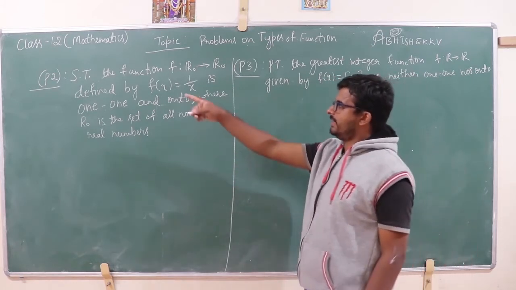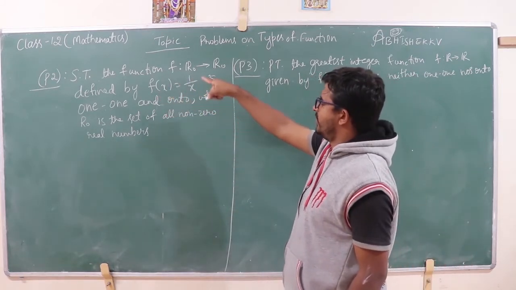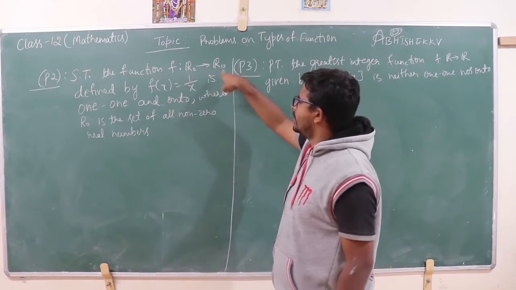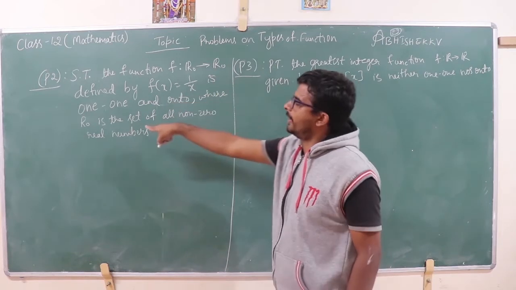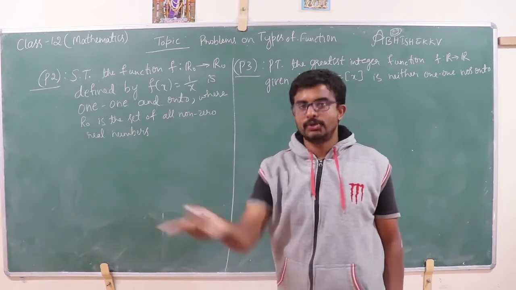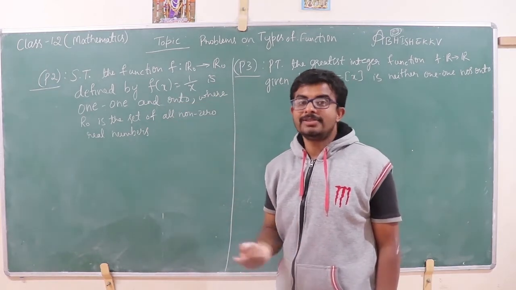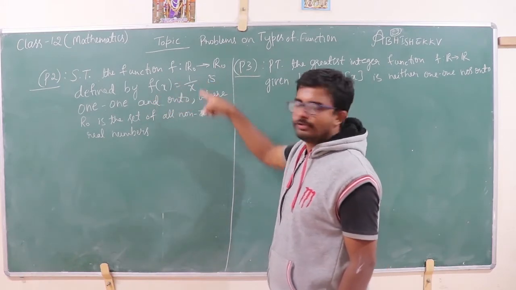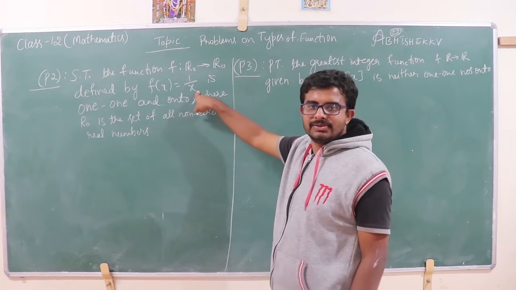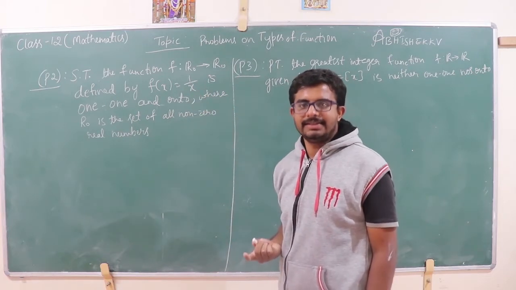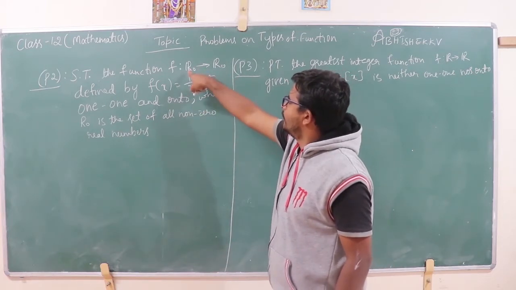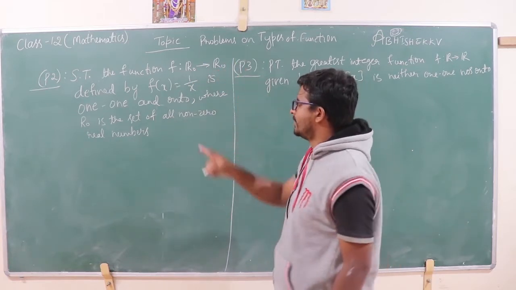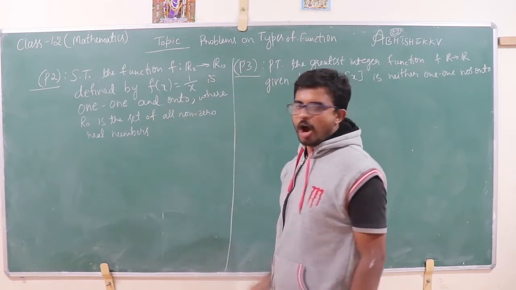Here they given to show that the function f from R0 to R0, R suffix 0 to R suffix 0. What is R0? Where R0 is the set of all non-zero real numbers. Why is it non-zero real numbers? Let's see. Defined by the given function, f of x is equal to 1 by x. If I put x is equal to 0, what happens? It is not defined. That's why they given both domain and codomain as set of all non-zero real numbers. It is 1-1 and onto.